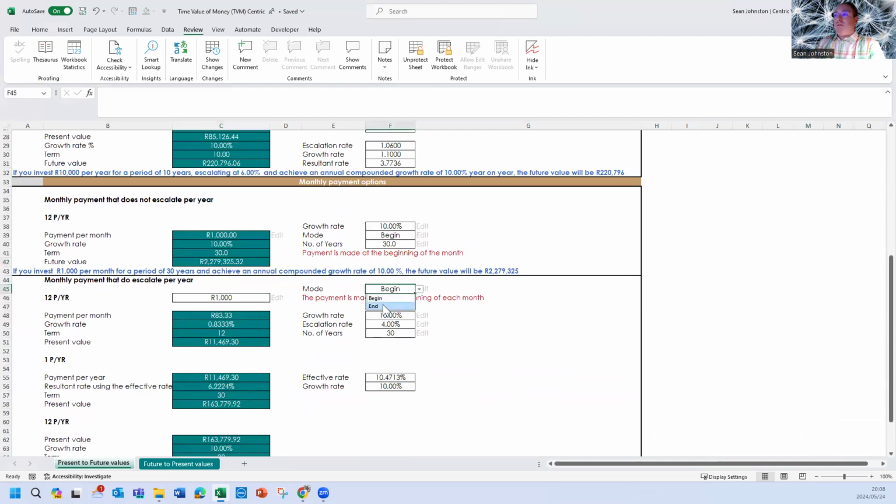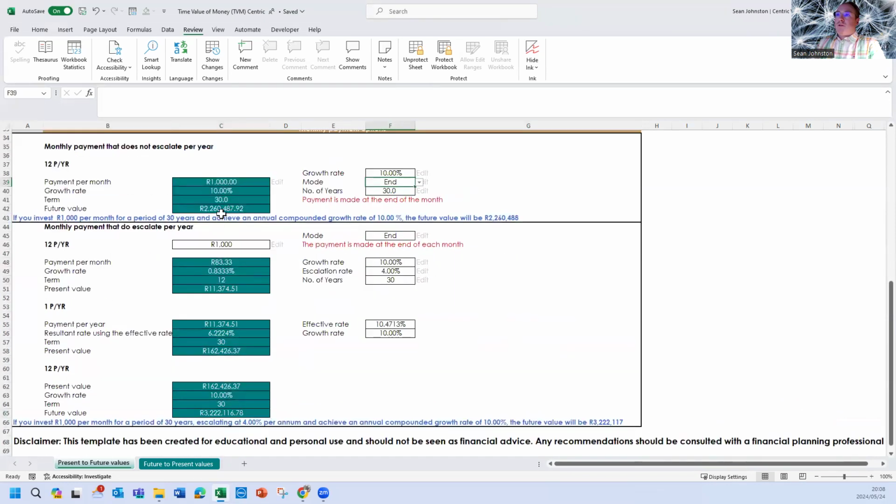If I were to make this end mode, 2.26, 3.2. Obviously, with end mode, you're making your contributions at the end of each month. If I change it, so it's 3.222, 3.248. Not a huge difference when you consider it monthly, because the more contributions you make, your money is compounding every month.